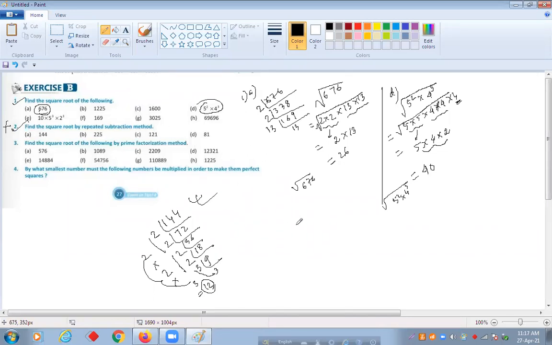Repeated subtraction method, only to understand how to do this. Suppose I have written 144. First I am subtracting 12 from it. Then what will I get? 132. Again I'll subtract 12 from it. Then how much will I get? 120. The same way, by subtracting 12 each time, I will get the numbers. At last I will get 0.